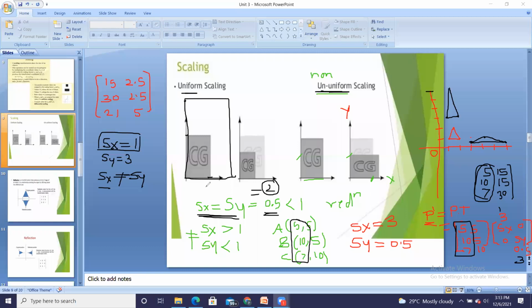Correct. ओके. सो दॅट इज अबाउट नॉन युनिफॉर्म स्केलिंग. आता युनिफॉर्म स्केलिंगचं एखादं एक्झाम्पल घेऊया. So in uniform scaling I can say I want to increase the size of this triangle to 5 times in x and y both directions.